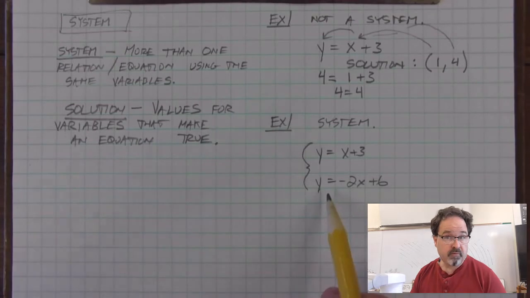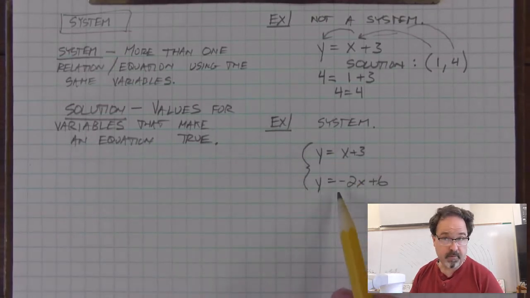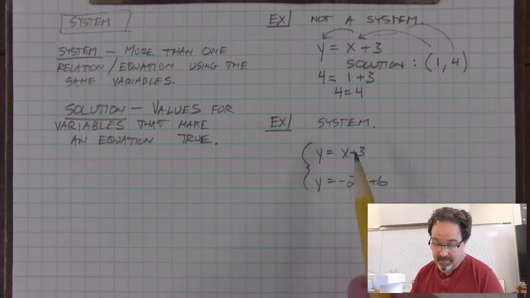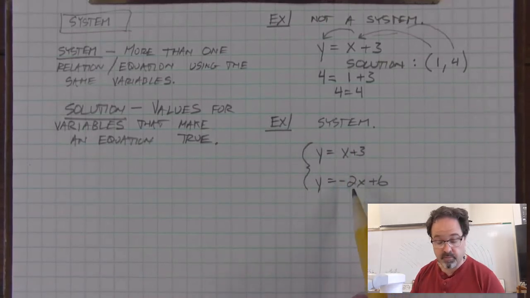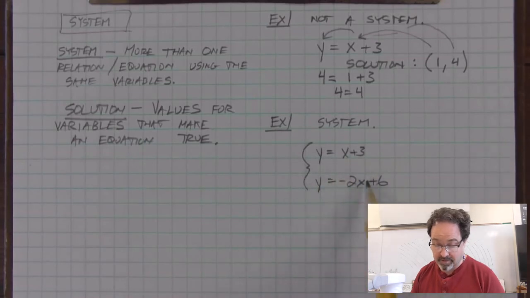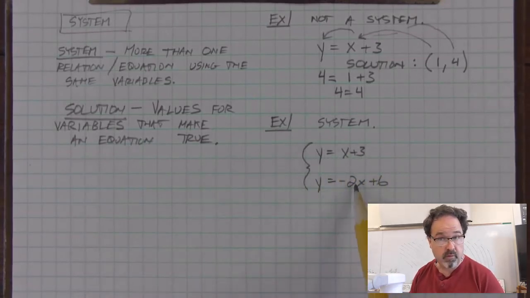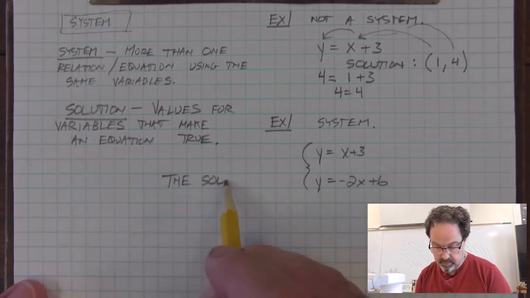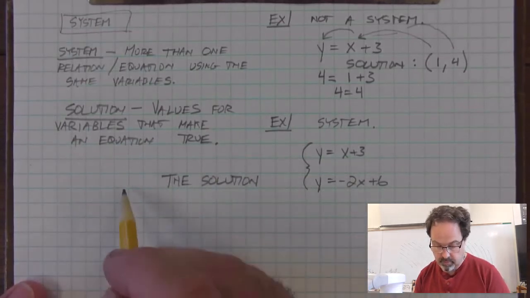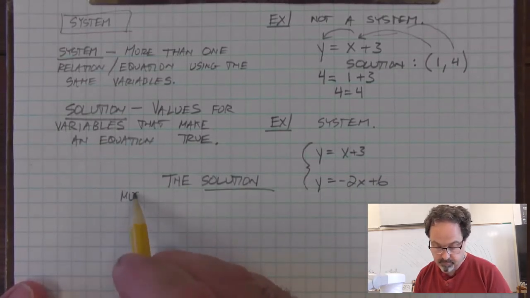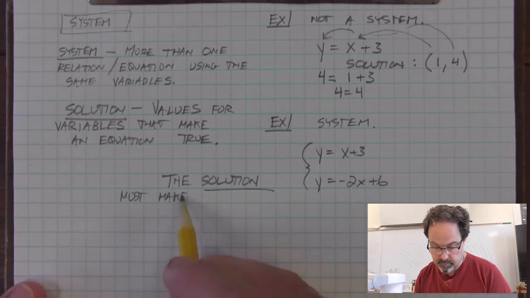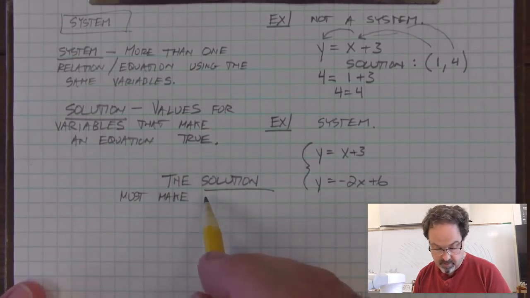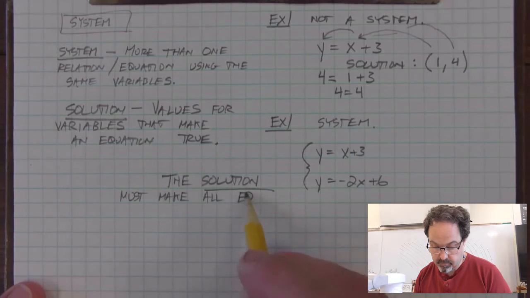In our system, we have two equations being considered at the same time, which means that if we were to find a solution to this system, we would need to be finding values for the variables in all of the equations that make all of the equations true at the same time. We can make a note. The solution to a system must make all equations true.